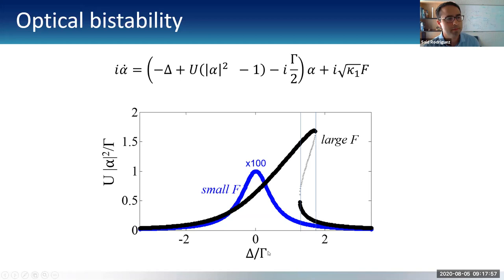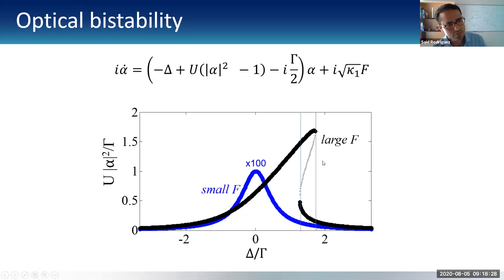The blue curve is when the amplitude of the driving is small, which gives you a small density in the cavity. And so U alpha squared is much less than gamma. That's why I have to multiply here by 100. And what you see is just a Lorentzian resonance. Right? So you have a harmonic oscillator, that's it. Now, if you increase F, basically this term grows, and then the interaction energy, which is this whole thing, can become commensurate with or exceed gamma.